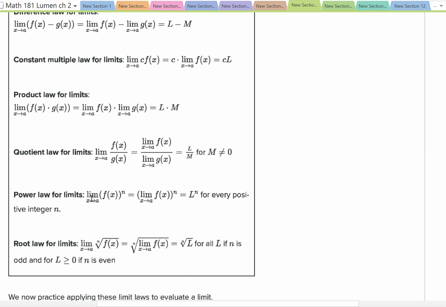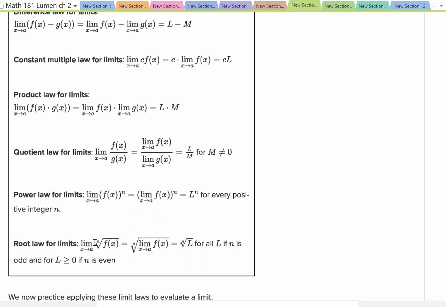And power laws for limits. If n is an integer, the limit of f of x to the n as x approaches a is going to be the limit of f of x as x approaches a, and that limit then gets raised to the n power.